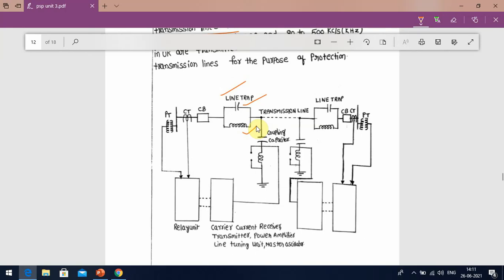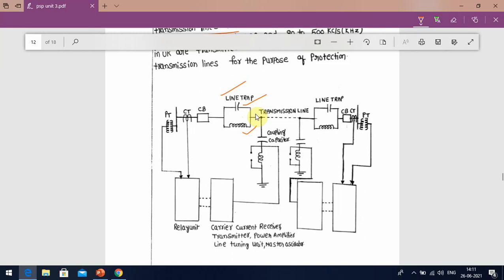The carrier frequency range is around 30 to 200 kilohertz or 80 to 500 kilohertz. Now this is the line trap unit. It consists of an inductor and a capacitor, both connected in parallel. The line trap unit prevents high frequency signals and lets in only carrier frequency signals. It does not allow high frequency signals; it allows only carrier frequency signals. This is the main use of the line trap unit.